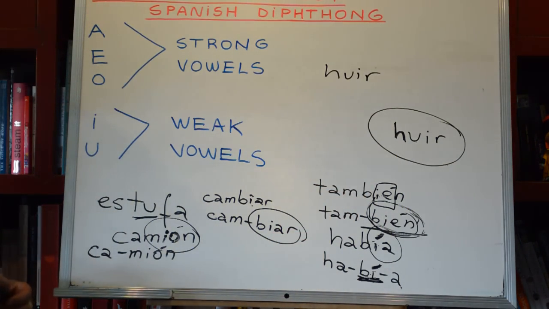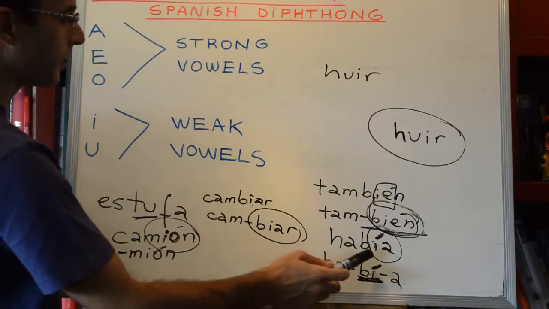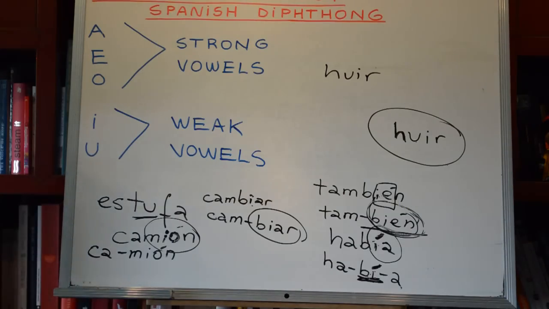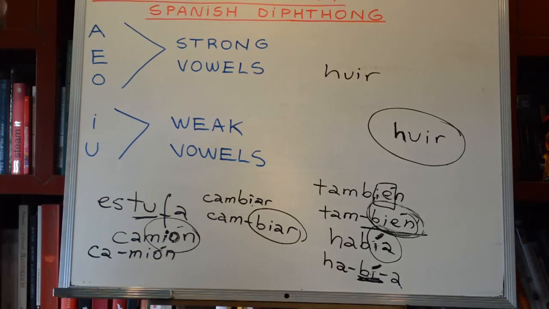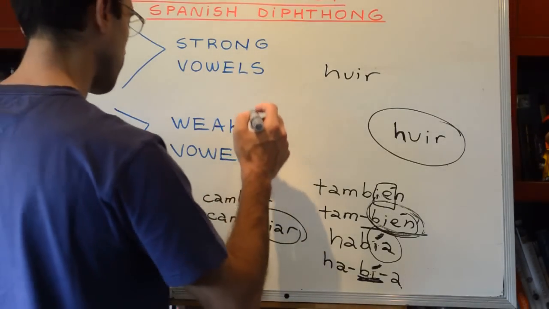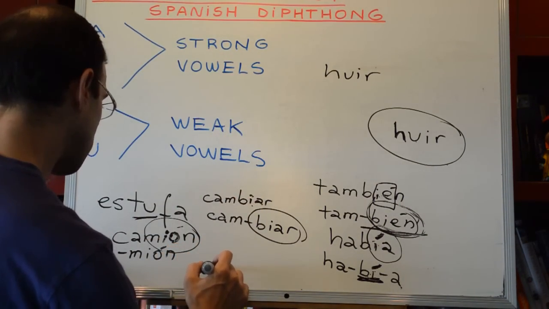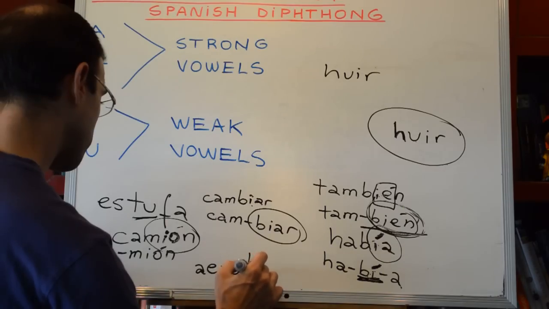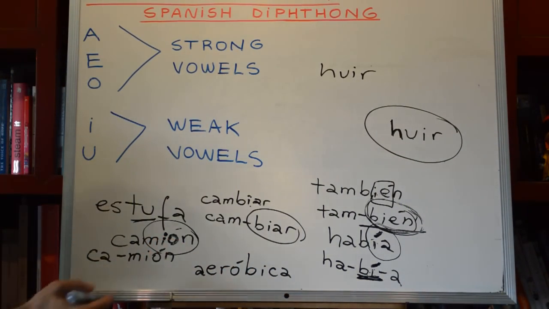So, remember, diphthongs you cannot separate in syllables. Hiatus you can separate in different syllables. Another example of hiatus. Let's see if I can think of a hiatus with two strong vowels. For example, aerobics, right? It's the aerobic gym. In Spanish we call it aeróbica. Aeróbica is separated in syllables.